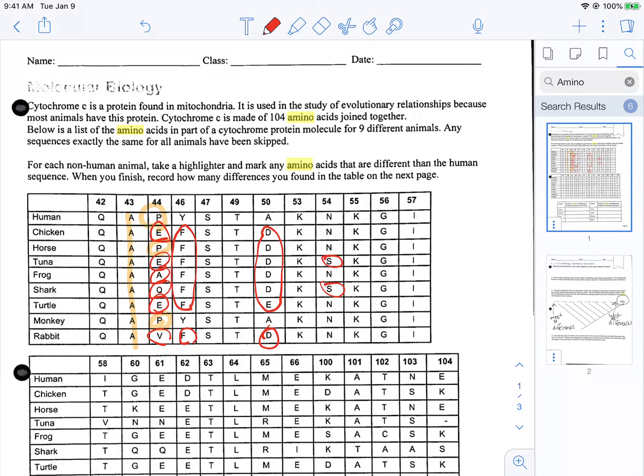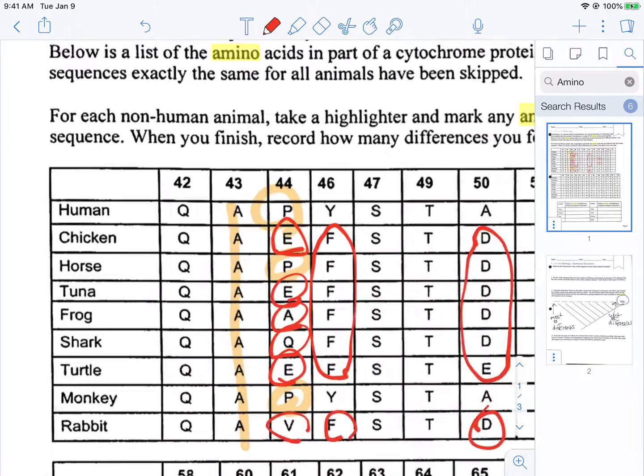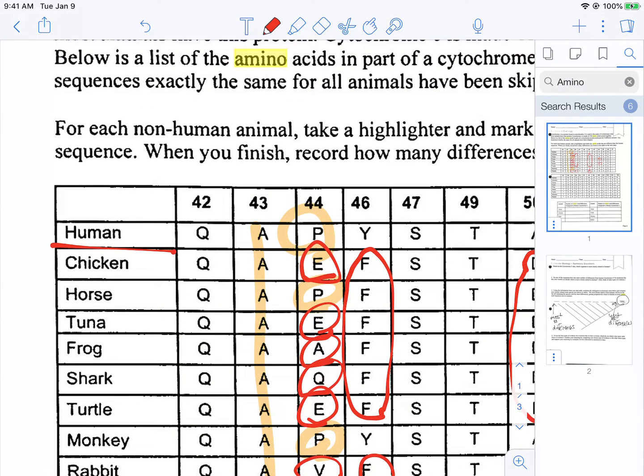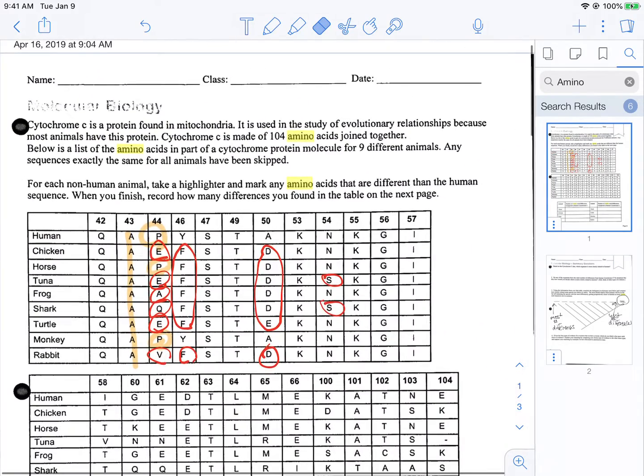42 through 57, those amino acids, let's count our differences. So what I'm going to do is go through each organism and count the number of red circles I see in the row, okay? Human is kind of our baseline, so that's why I don't have any circles in there. We're comparing everybody else to the human. So the chicken has 1, 2, 3 differences in that first, so far at least.